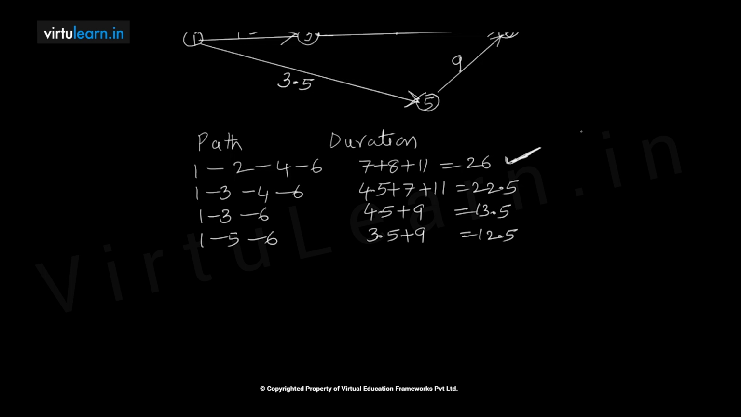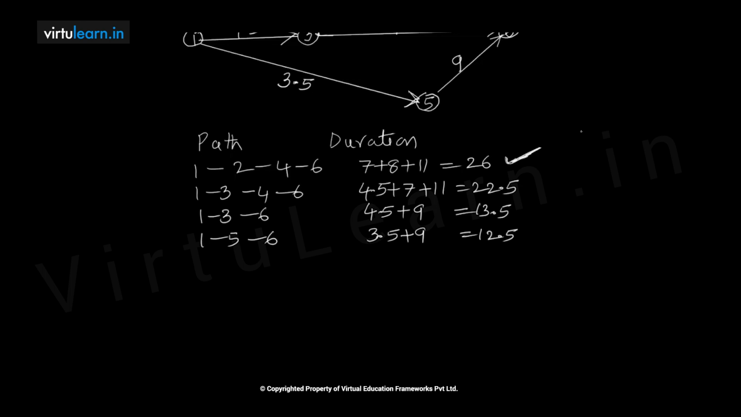And the other thing is, there is no relationship between the length and the duration of the activity. So if you see 1 to 5, the duration is only 3.5 days. If you see 5 to 6 activity, its duration is 9 days, but it appears to be shorter in length. So it is only a matter of convenience to write the diagram.